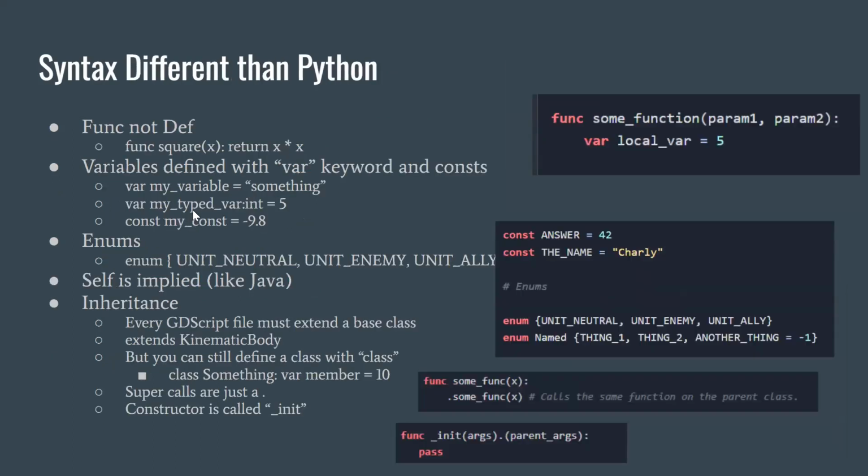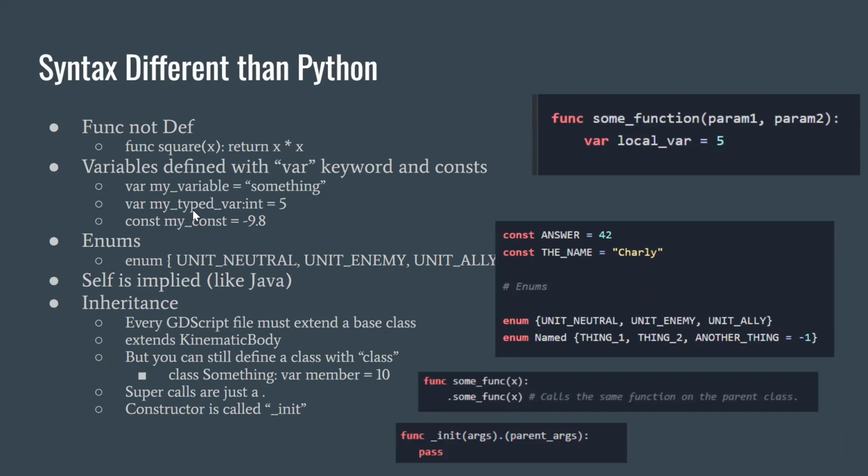Things that are different from Python. So first of all, functions are not called def. Def is not def for function, it's called func, for whatever reason. The variables are defined with a var keyword. There's also const. So those are more specific things. That's kind of an echo of JavaScript right there.